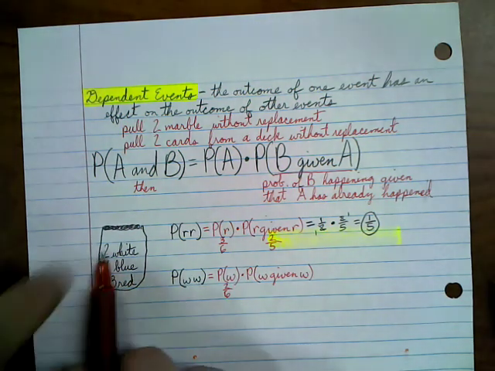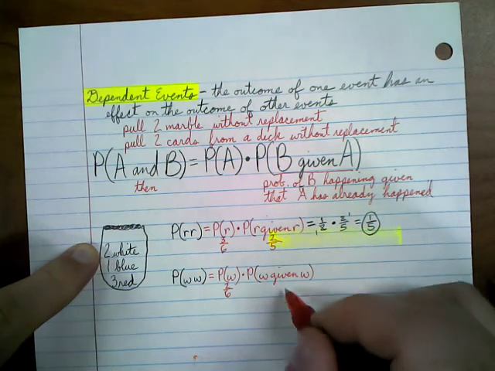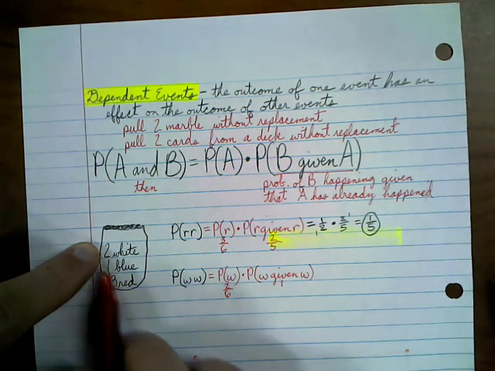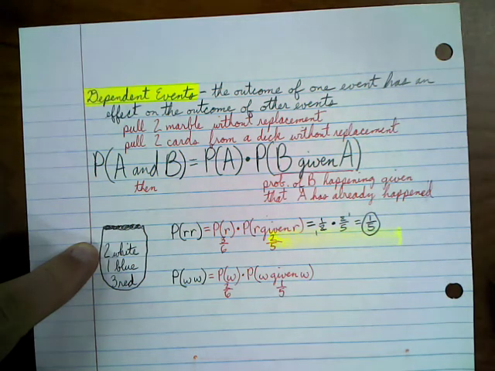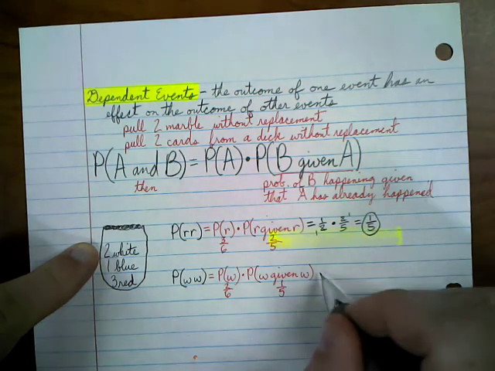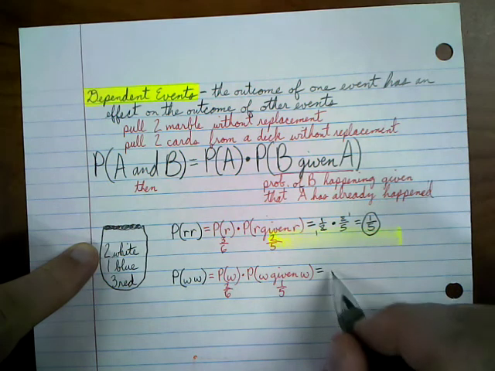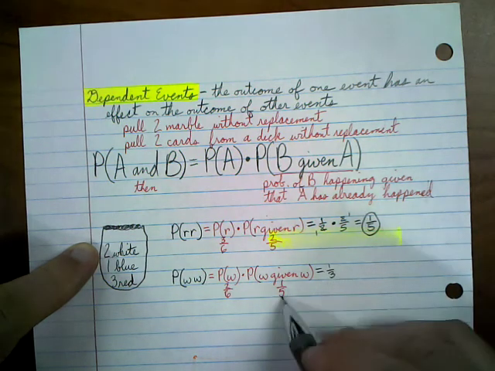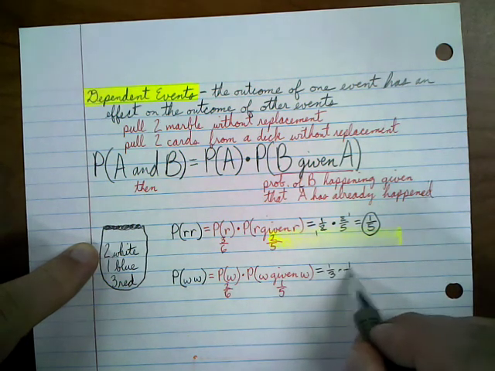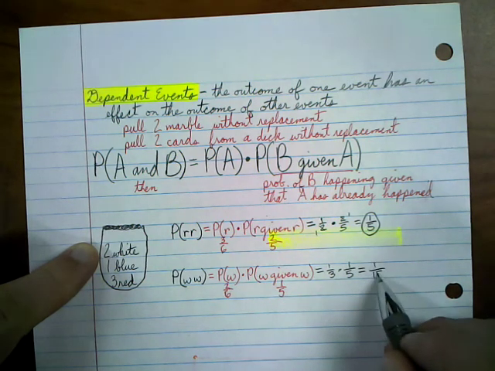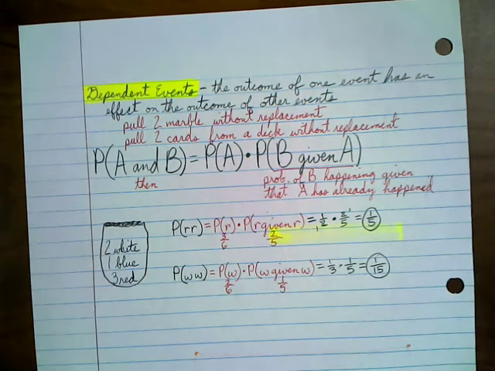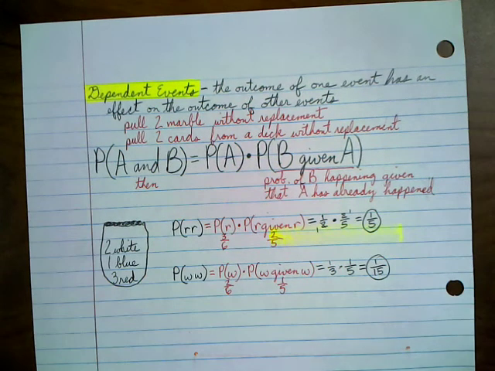Well, if we've already pulled a white marble, now there is only one white marble left, and then 1 plus 1 plus 3 would be out of 5 that are in there total. So this would then be 2/6 is 1/3, and then this is 1/5. So probability is 1/15. So if I'm pulling 2 marbles out of a bag without replacing them, then about 1/15 of the time I'm going to pull 2 white marbles.